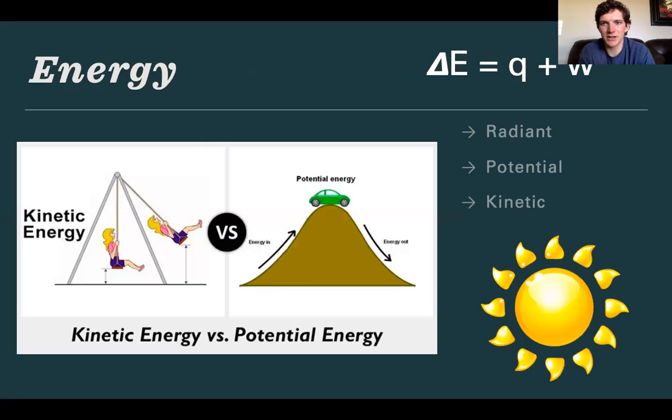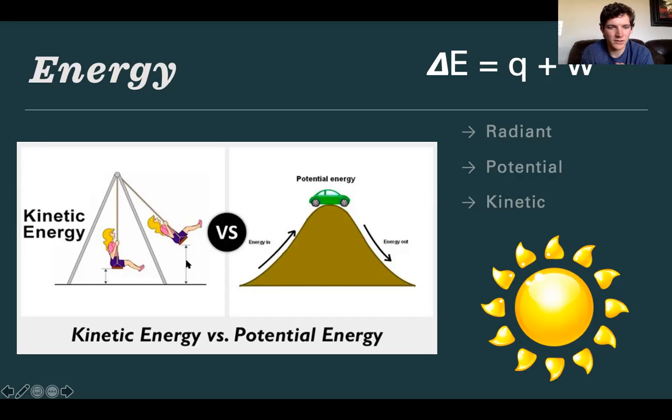And for energy, we move this so you can see that. Energy also equals Q or heat plus work or W. And there are three kinds of energy we talk about. The first is radiant or light, and the second is potential, and third is kinetic.